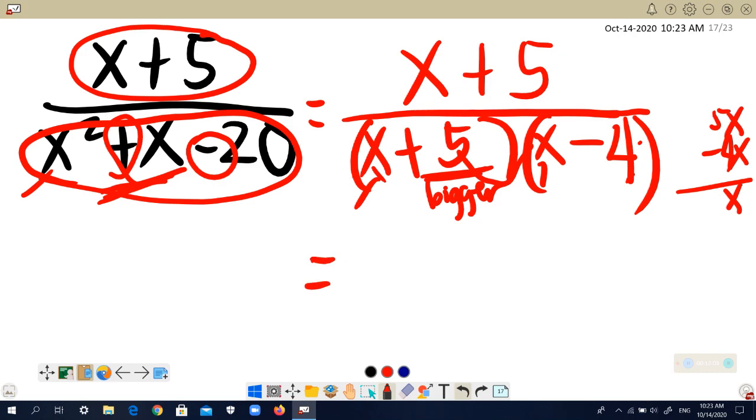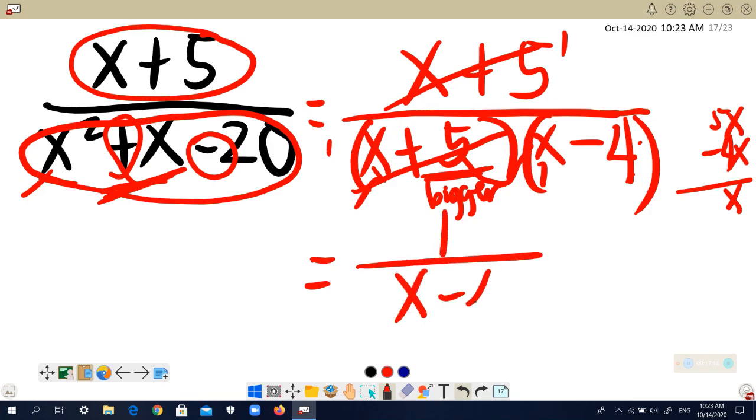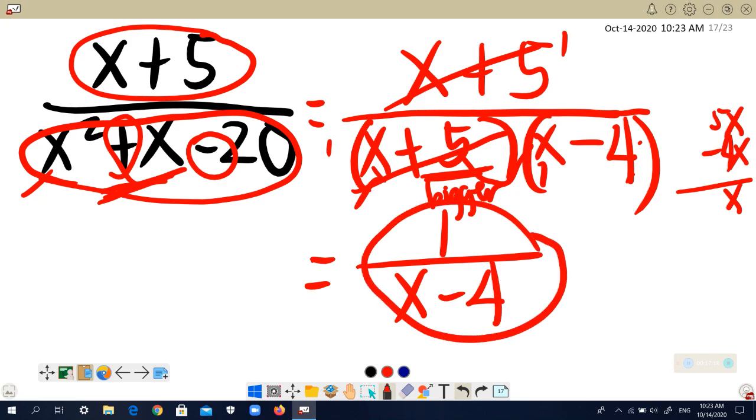Then, as I have said, after factoring, divide out the common factors. So, we have here 1 on the numerator, over the denominator x minus 4. So, this is our simplest form. Okay, I hope you get it.